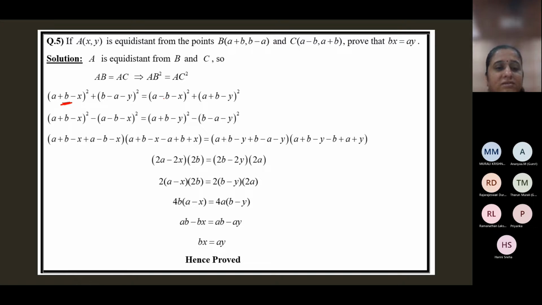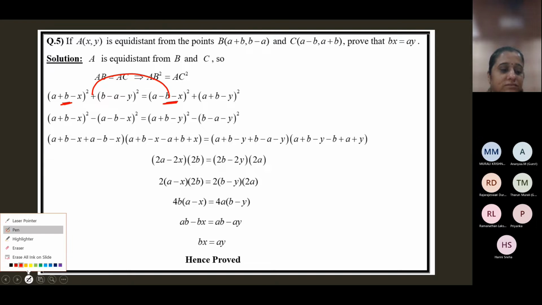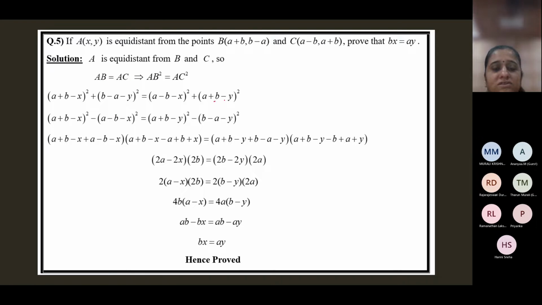What I have done is, this has A, B, and X. On the other side, this one has A, B, and X. So I've transposed. I've taken this to the LHS. So that comes to the LHS as minus A minus B minus X the whole square. Then this is A plus B minus Y, which is in the RHS. I've taken this one to the RHS as minus B minus A minus Y the whole square.